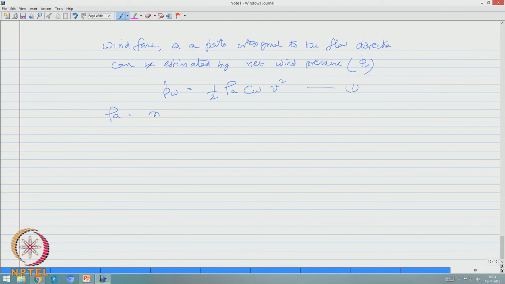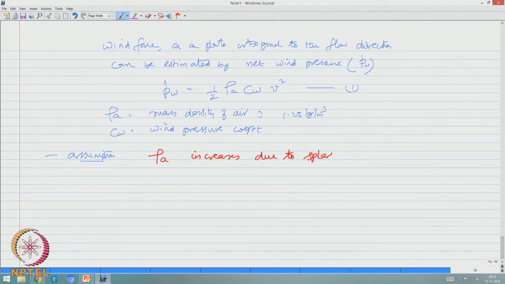where rho a is the mass density of air, which is about 1.25 kg per cubic meter. C w is called the wind pressure coefficient. There is a very important assumption made in estimating the wind forces on offshore platforms. The assumption is that the mass density of air increases significantly due to the splash happening on the members up to a height of 20 to 30 meters above mean sea level.